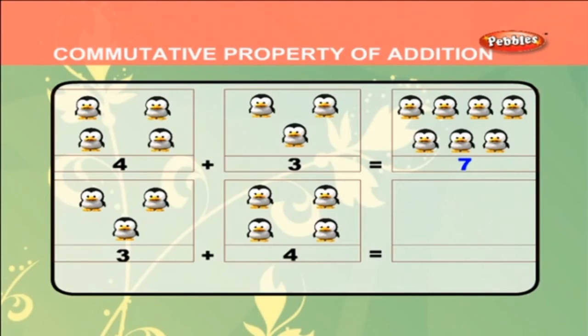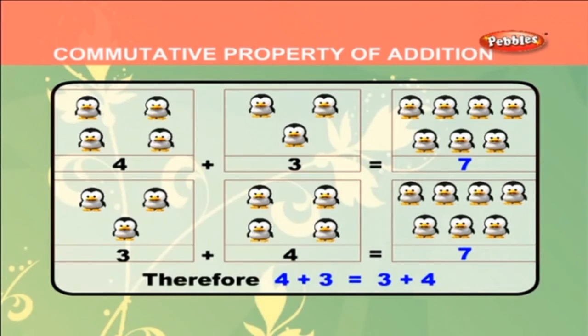Again, below there are 1, 2, 3 birds in the first box and 1, 2, 3, 4 birds in the second box. That is 3 plus 4, which is also equal to 7. Therefore, 4 plus 3 is equal to 3 plus 4.